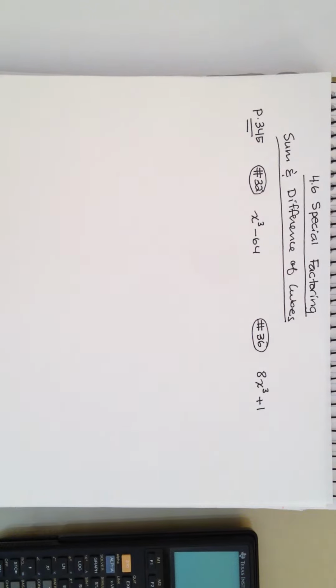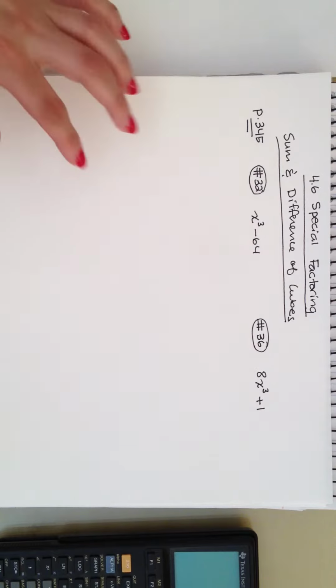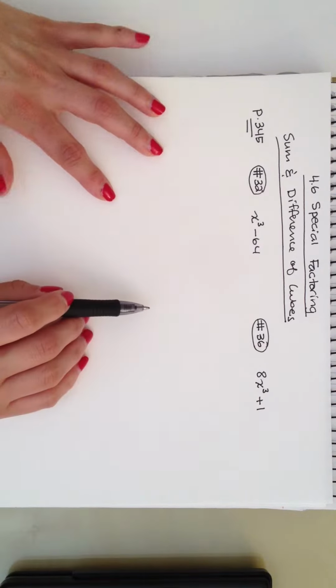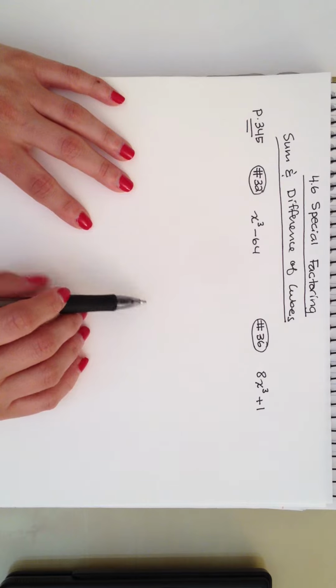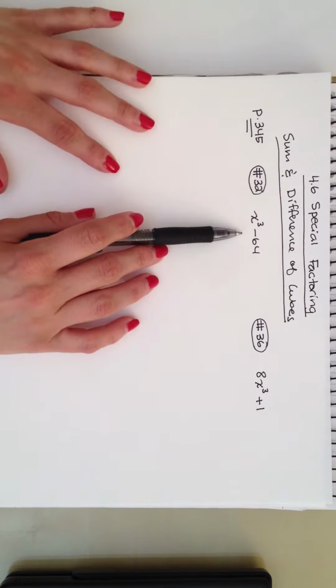Section 4.6, special factoring. I want to focus on sum and difference of cubes. On page 345 in your book, let's look at number 32 and also number 36. There's a quick way to factor these. Your first step is to always check for a GCF. In this case, there is no GCF.